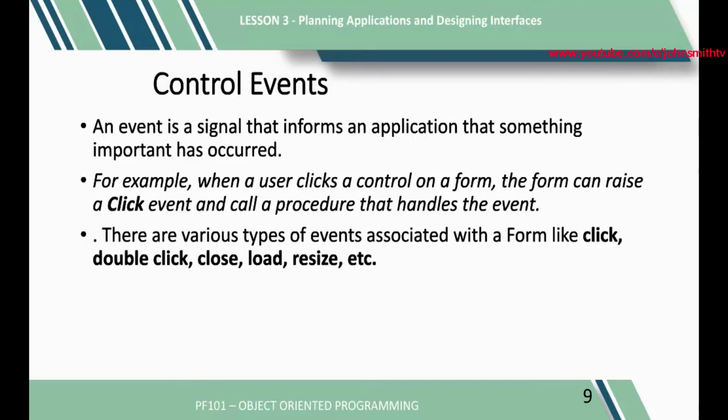Forms and their controls all have their own unique set of events that are specific to a particular type of object. For example, when a user clicks a control on a form, the form can raise a click event and call a procedure that handles the event. There are various types of events associated with a form like click, double click, close, load, resize, etc.